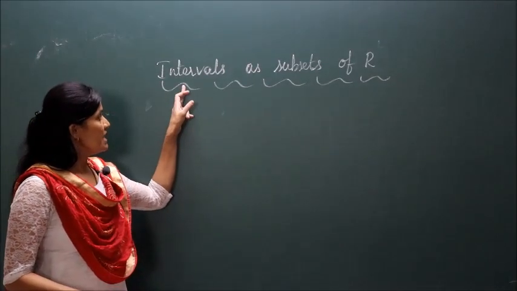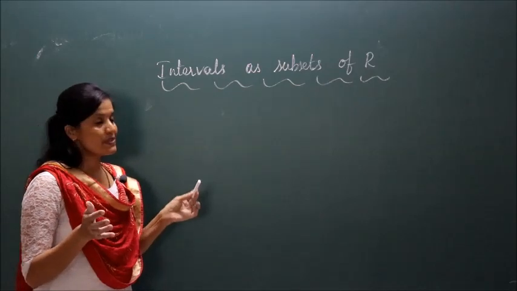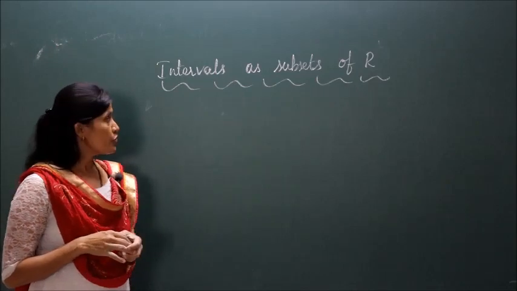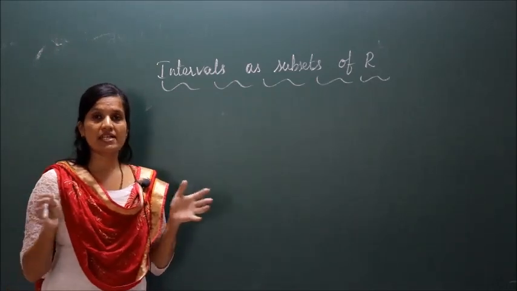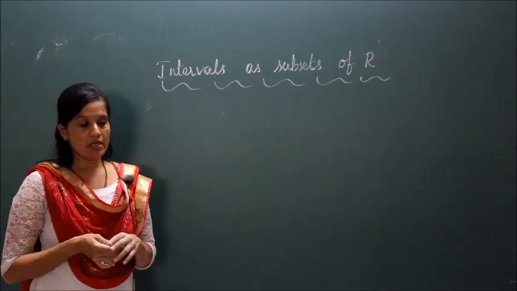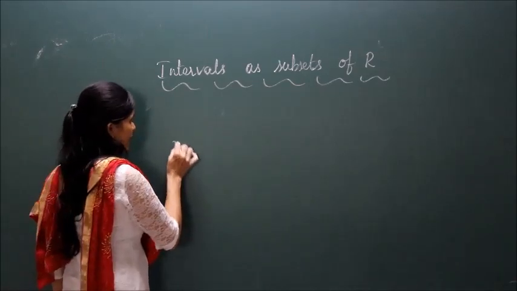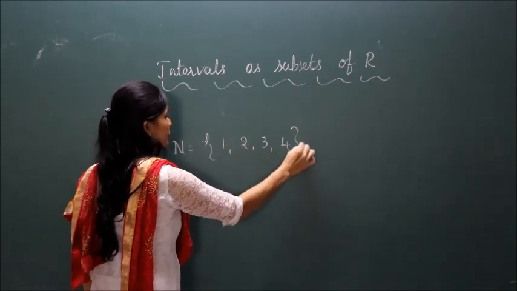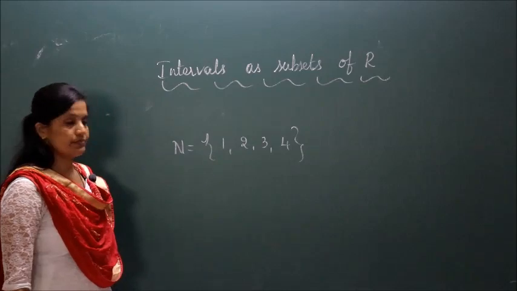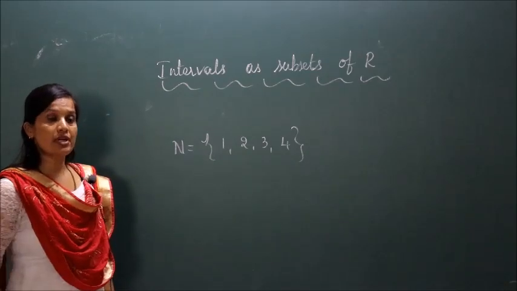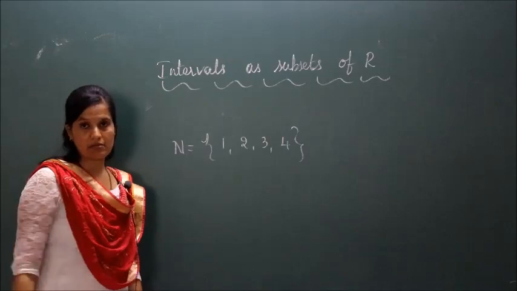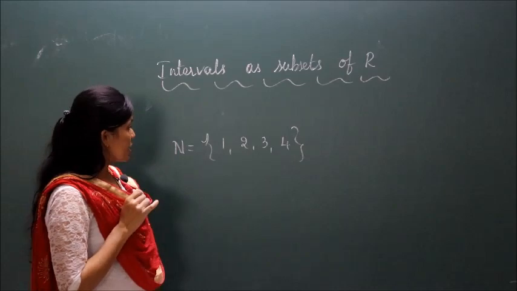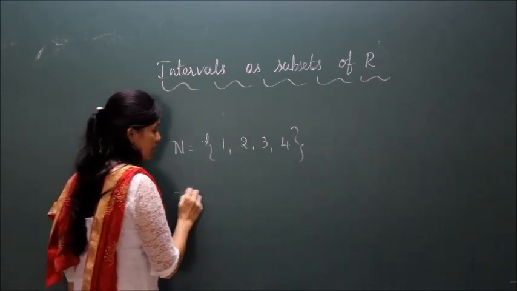The next concept is intervals as subsets of R, where R is the set of real numbers. So first we will talk about the intervals. What is an interval? So here for example, the set of natural numbers is given to you. It's a set. If I ask you to represent this on the number line, you have studied in your lower classes about the number line, right? If I ask you to represent these numbers on the number line, what will you do?